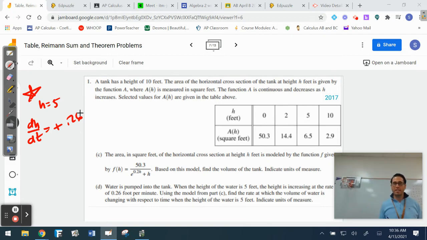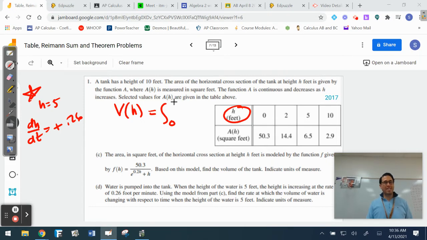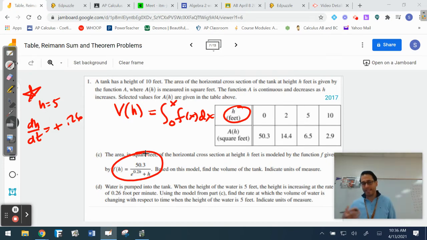Using the model from part C, find the rate at which the volume of the water... So we're using the model from part C. What was the model from part C? That was the volume, okay? Depending on what your H is, which is feet, V of H is equal to the integral from 0 to H. Now I'm going to use a different variable because they're asking me to find a rate, and the rate would mean derivative. So I'm just going to call that x, and then we'll use f of x dx because they're asking me to use the one from part C. But remember, we've got to use different variables whenever we take the derivative. You could have used any variable you want.